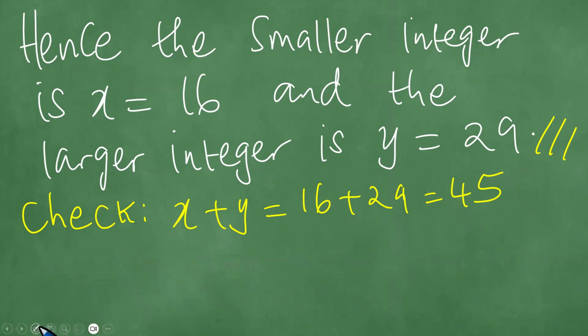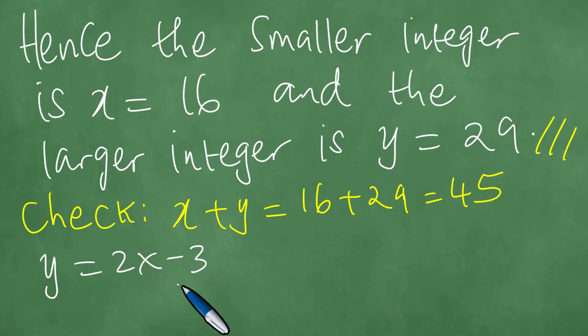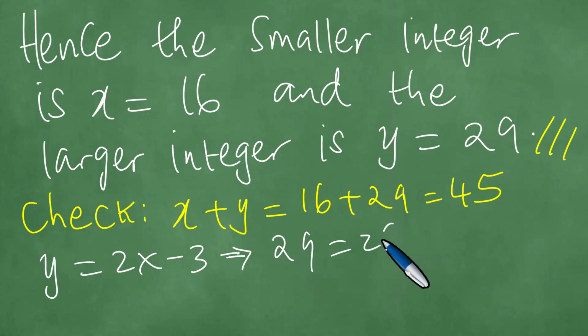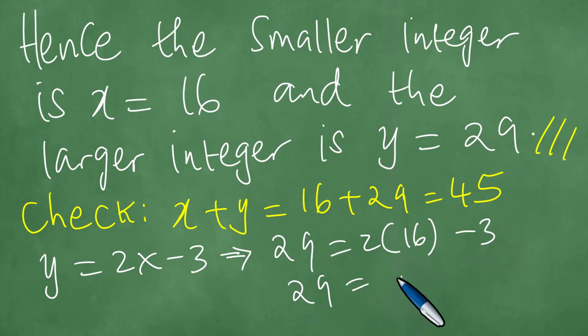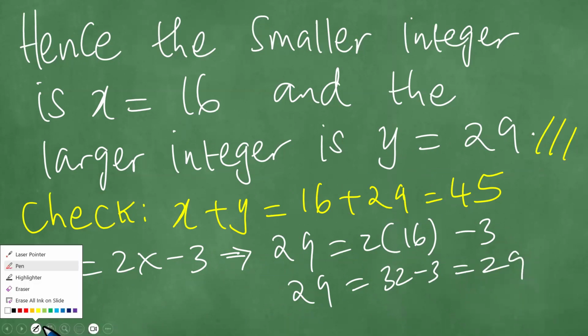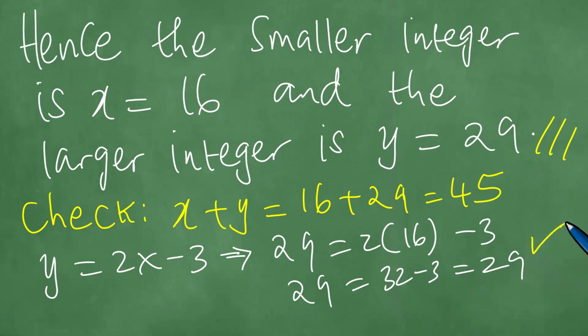But we also have the other equation, which is y equals 2x minus 3. Does this equation hold? Let's check. The larger integer y is 29, which must be twice x, which is 16, minus 3. 2 by 16 is 32, minus 3. 32 minus 3 is 29. And therefore, we have got the result.